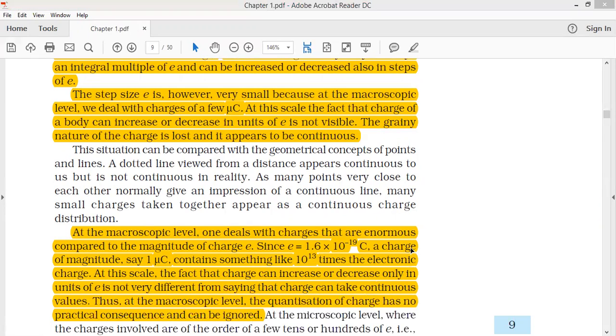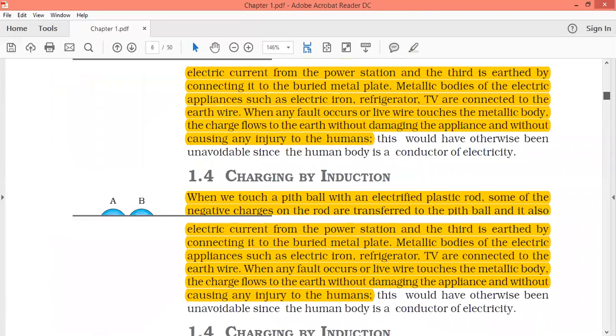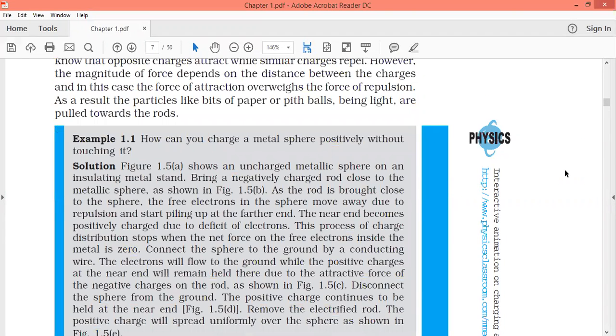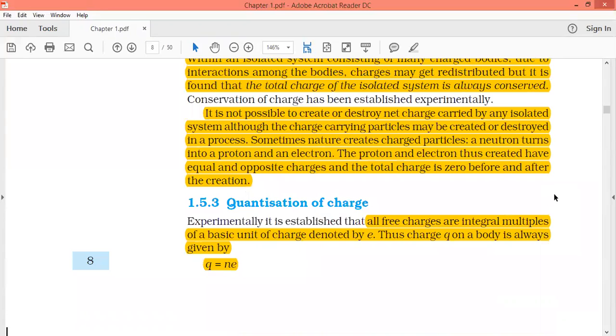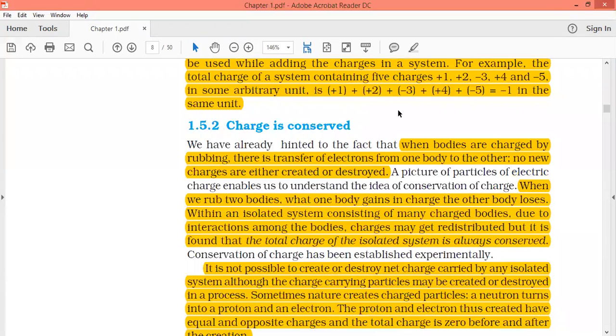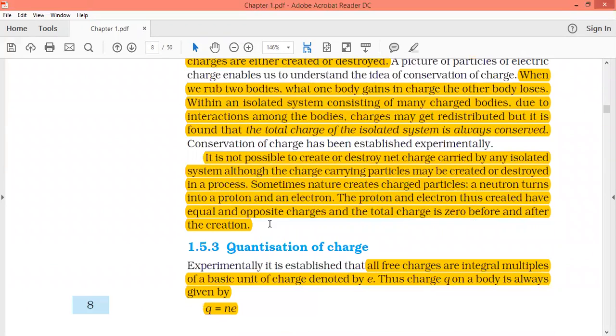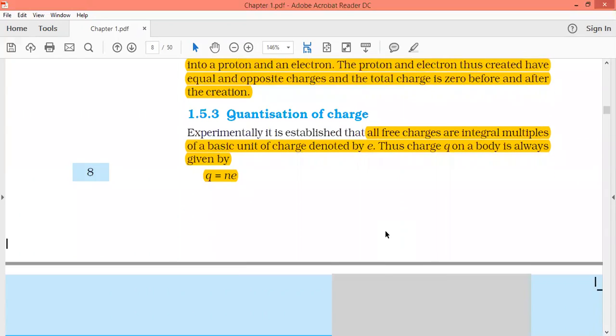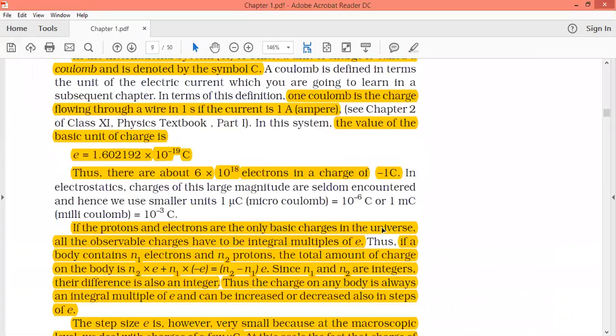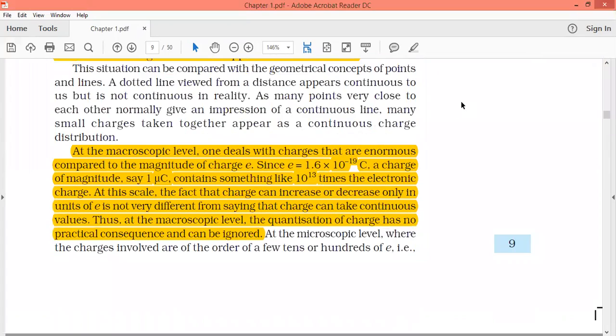So with this we have discussed the basic properties of charge. What are those properties? Charge is additive, charge is conserved, and charge is quantized. We can add all the charges. Charge conservation means we can neither create nor destroy charge; charge can only be transferred from one body to another. Quantization means the step size is very small, and quantization can be ignored in the charge. So this we have discussed here. Okay, thank you.